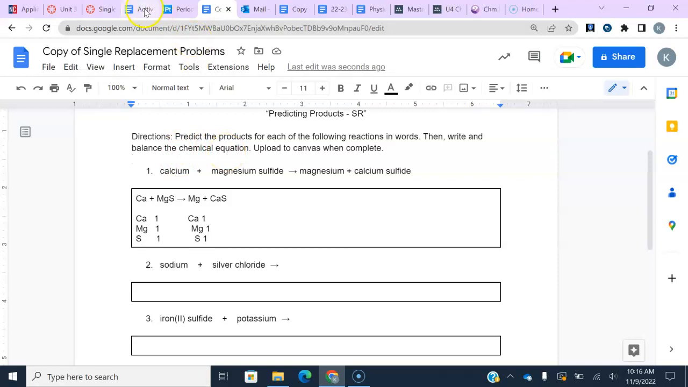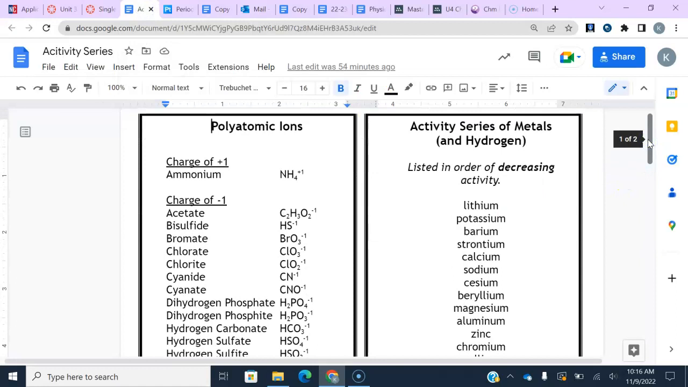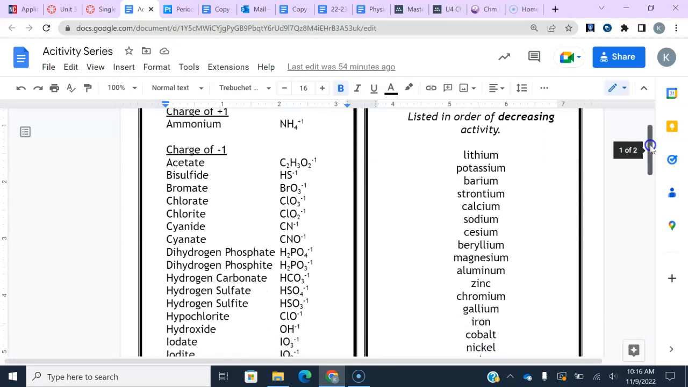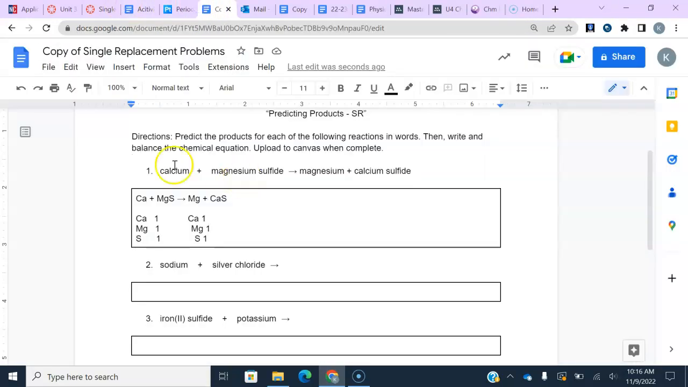Number 2, check your activity series to make sure that the reaction will actually happen. If it doesn't happen, you can just type no reaction in the box. But remember, the lone element by itself that's doing the replacing has to be higher on the activity series. Then you want to write out your products in words. So you're just switching around the metals here, or nonmetals if it's a nonmetal problem. So that becomes magnesium and calcium sulfide.